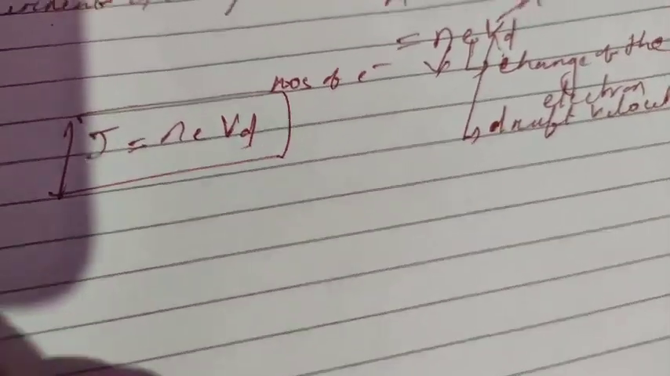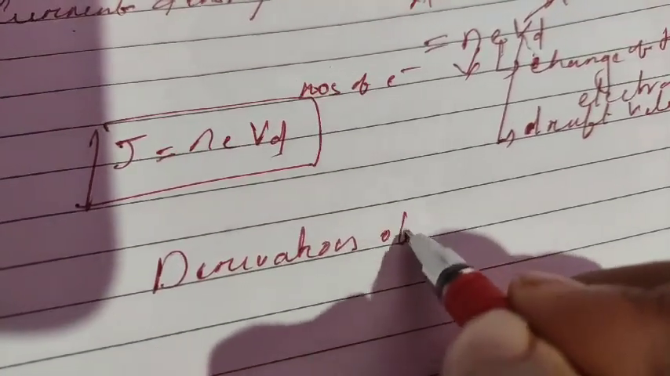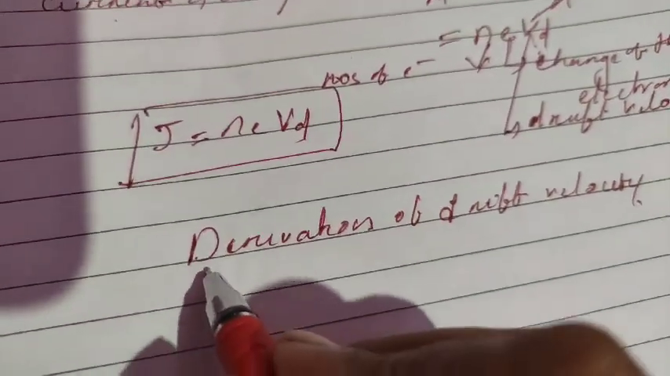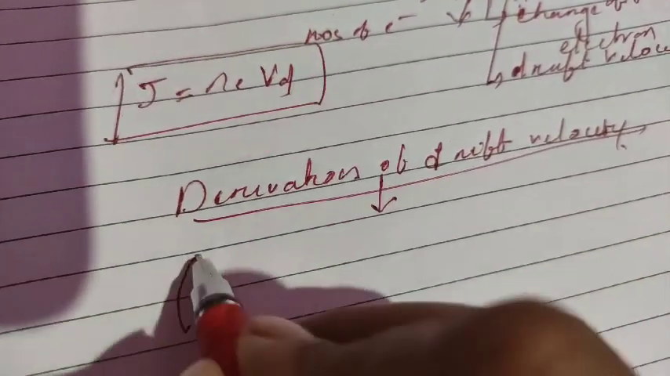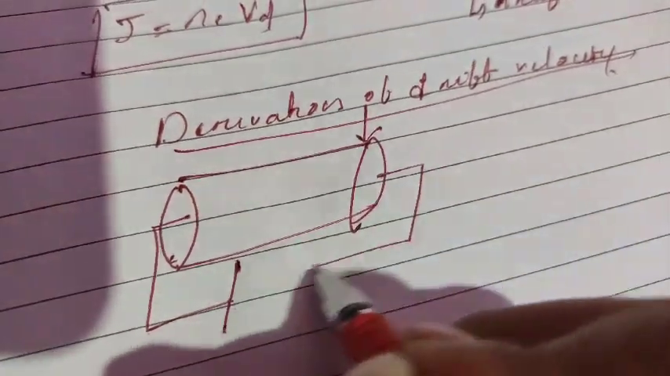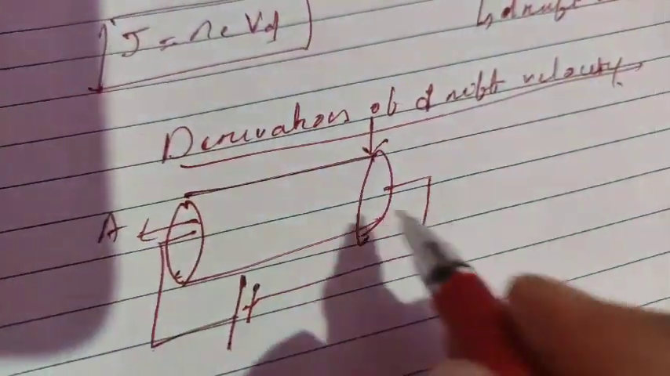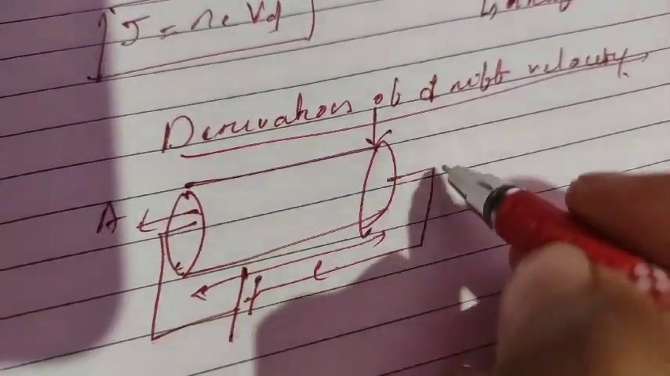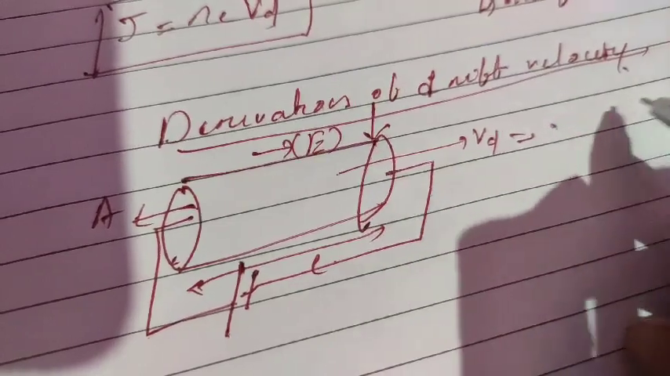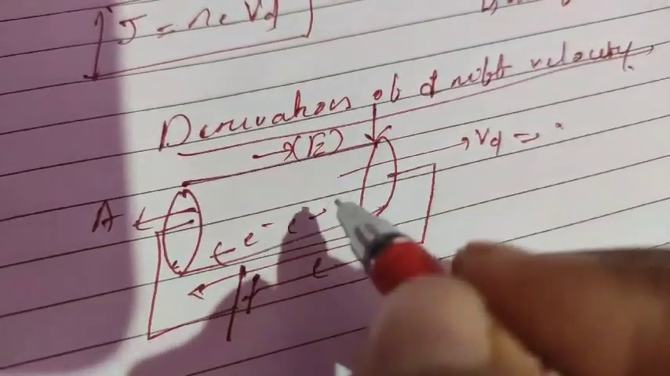Now the derivation which they always ask in the board exam, that is the derivation of drift velocity. To do this derivation, student, you have to write, consider a conductor. You just connect the battery. This diagram you learn by heart. A is the cross-sectional area. L is the length. E is the electric field applied. v_d is the drift velocity. And the charge of the electron, which you have to show like this, is opposite to the electric field.